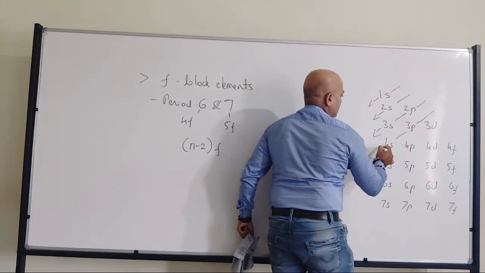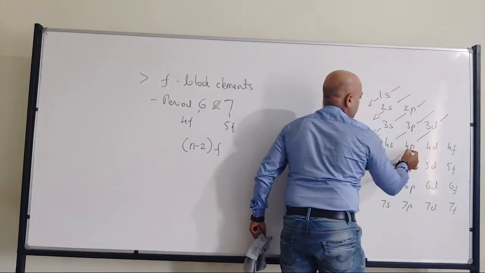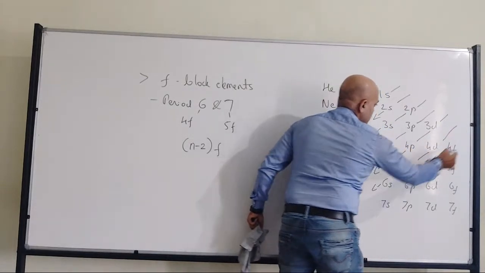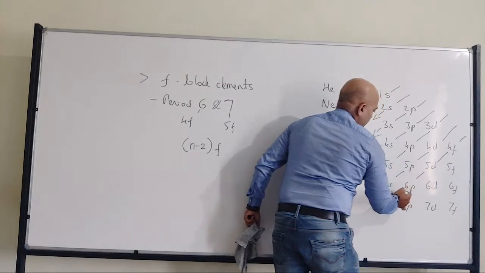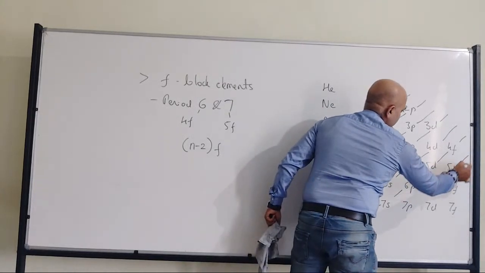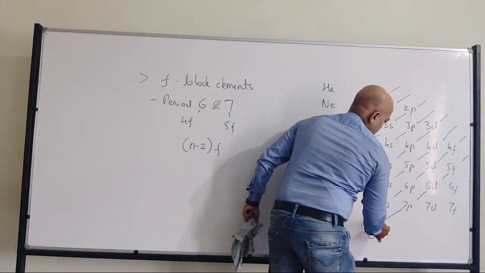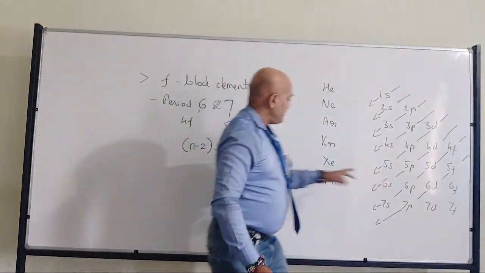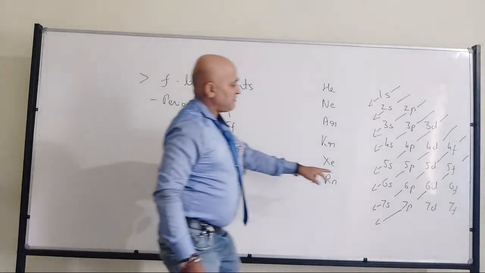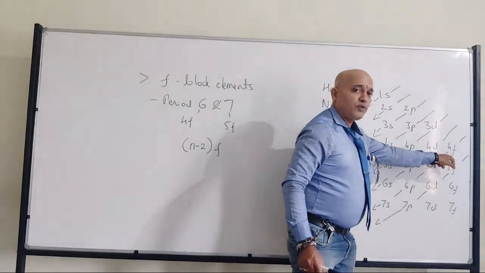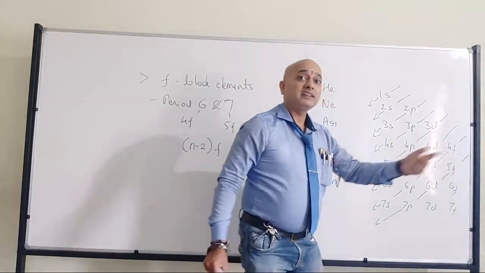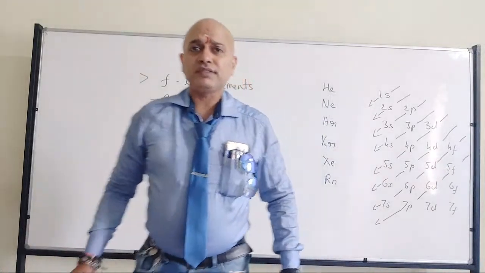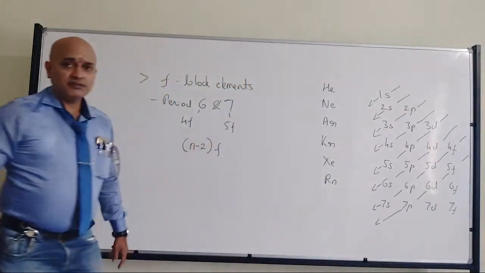So 3p, then 4s. After 4s it will be 3d, and after 5s it will be 4d, and after 6s it will be 4f, and after 7s it will be 5f. So that's what we can see. After the 6th energy level, that is 6s, then comes the 4f. That's what I was telling, n minus 2. Then after 7s comes the 5f.